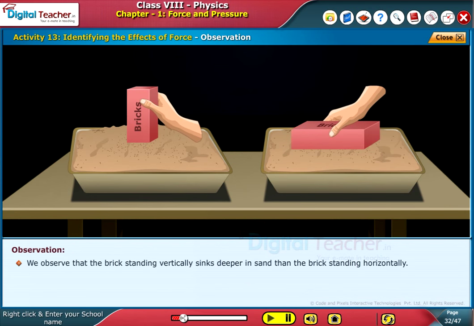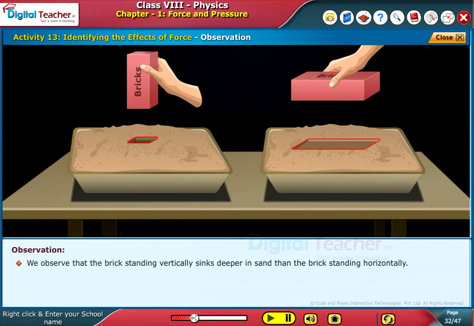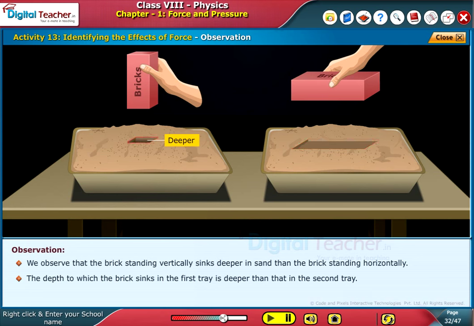We observe that the brick standing vertically sinks deeper in sand than the brick standing horizontally. The depth to which the brick sinks in the first tray is deeper than that in the second tray.